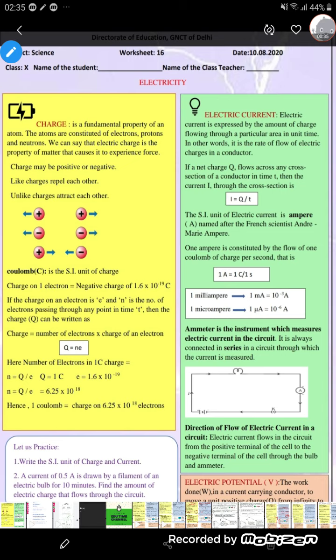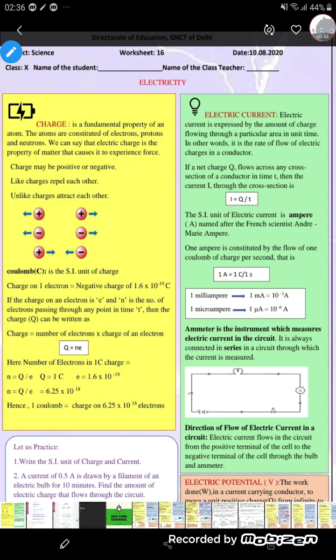So, what is charge? Charge is a fundamental property of an atom. The atom is a constituent of electron, proton, and neutron. As we know, any atom is made up of electron, proton, and neutron. And electron has negative charge, proton has positive charge, and neutrons are neutral.